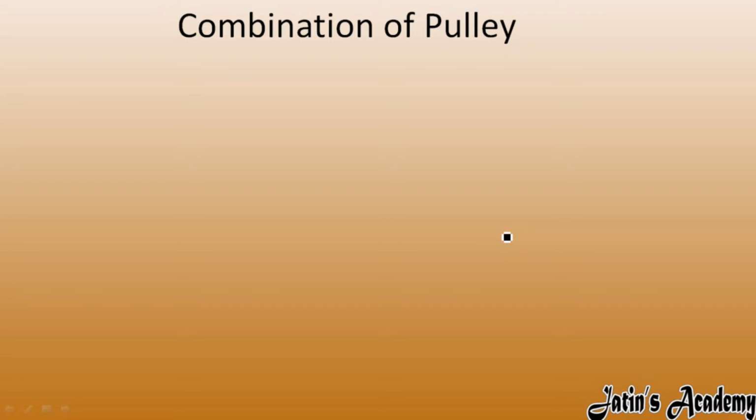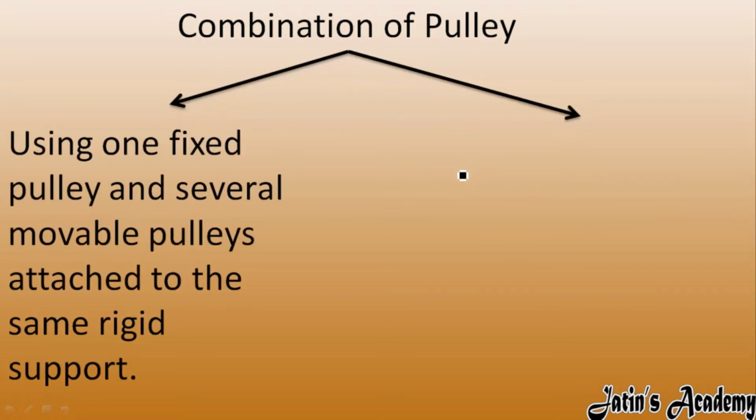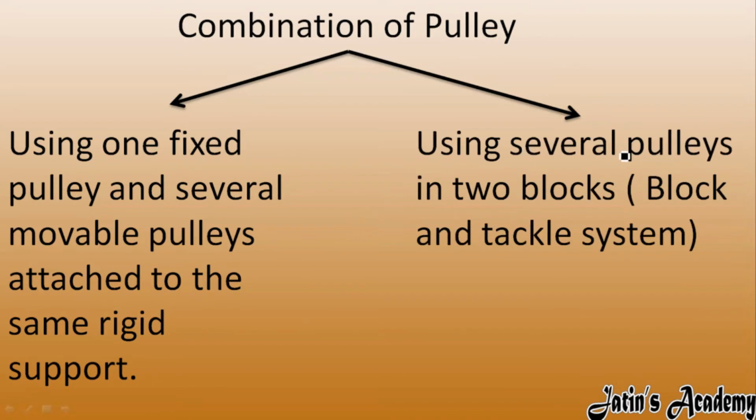So basically for the combination of pulleys we have two arrangements. First we have using one fixed pulley and several movable pulleys. Here the fixed pulley acts to change the direction of effort to a convenient point and several movable pulleys act as a force multiplier, okay, and it is attached to the same rigid support. Next we have using several pulleys in two blocks, that is the block and tackle system. Both systems we will see in detail.